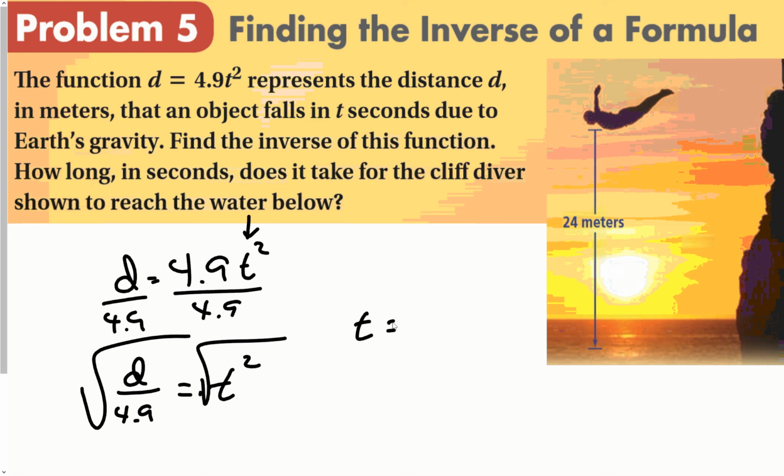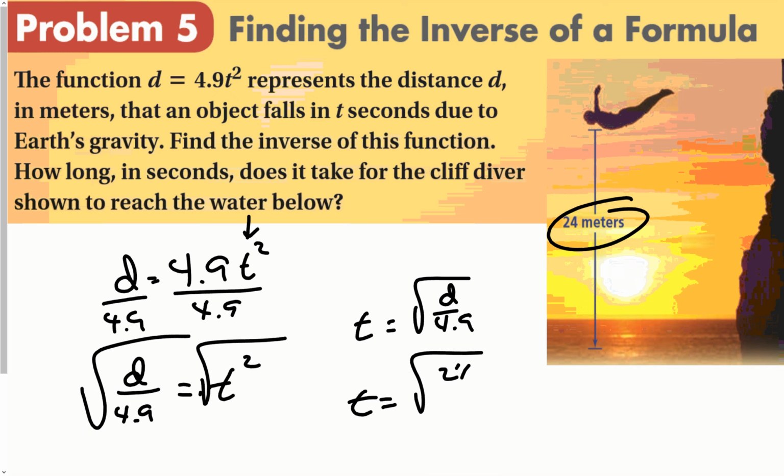So I can just leave it positive. The square root of d over 4.9, plug in my distance to solve this problem, use a calculator, and we get it's about 2.2 seconds. Makes sense. Jump off a cliff, 2.2 seconds to hit the water. Sort of makes sense. Okay.